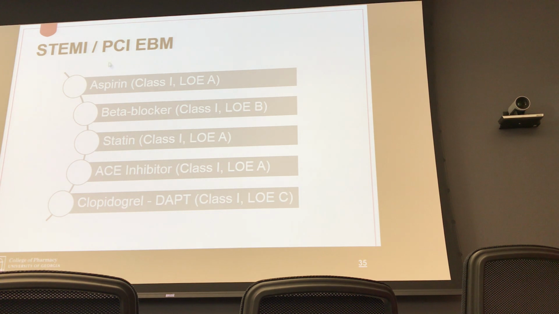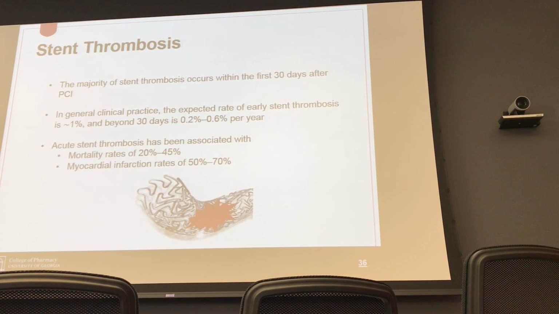So again, you're looking at your STEMI, PCI, evidence-based medicine. You've got aspirin as a class 1. Beta blockers are class 1, statins are class 1, ACE inhibitors are class 1, and then clopidogrel is class 1. So the good news is he's on all of these. I didn't put ACE inhibitor, he's not on ACE inhibitor yet, and we have the beta blocker that we just started today. So we're moving in the right direction for him. As we discussed, he ought to be on Entresto or an ACE inhibitor by the end of the hospitalization. So we can feel okay with that.